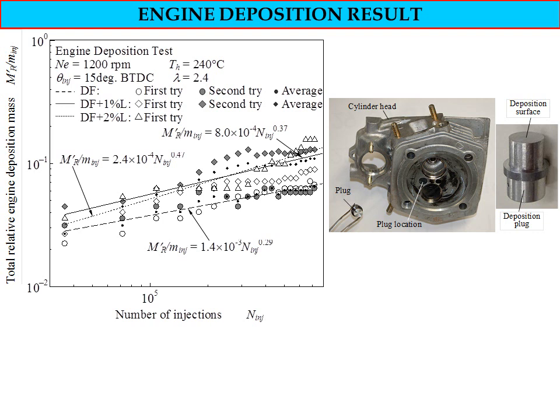DF plus 1% lubricant, represented by the continuous line, and DF plus 2% lubricant, represented by the dotted line. So we have what I call first try data, second try data, and also average data. In order to make a comparison, we will refer to the average data.